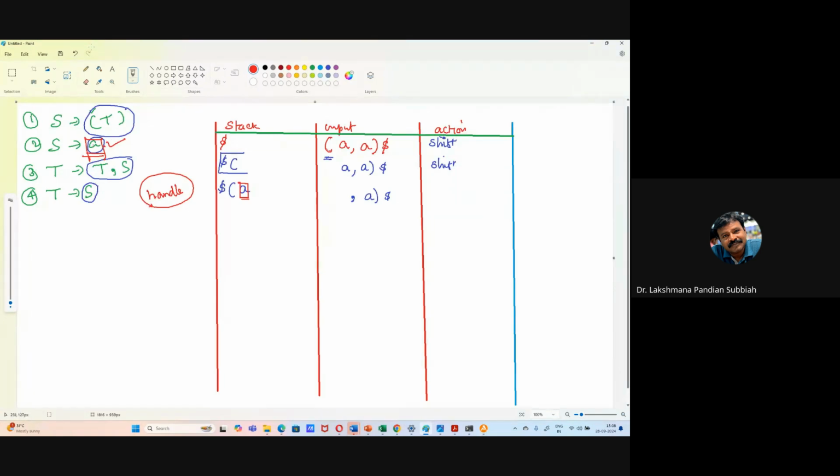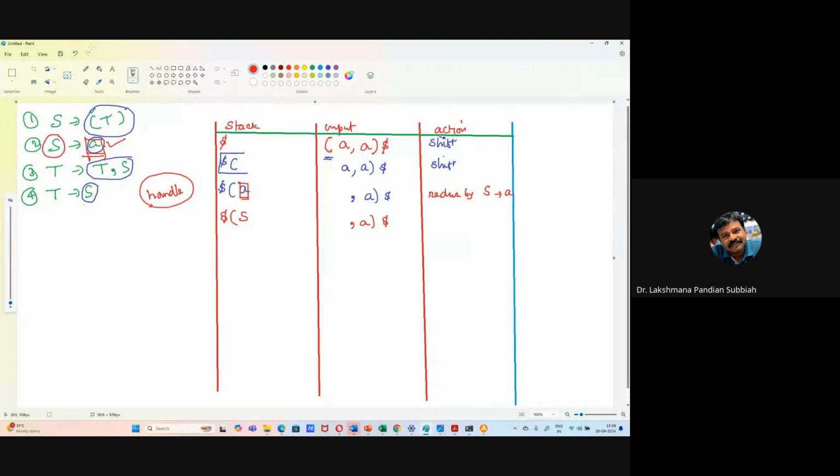Now that handle is going to be reduced to the left hand side non-terminal. So what we are doing now, the action is reduction. Reduce by the production rule, S derives A. Right? So you have to pop that substring and replace that one with the left hand side non-terminal. This is yes. And then here we are having as it is, the string is there. There is no change.